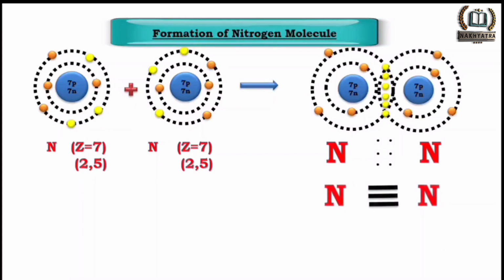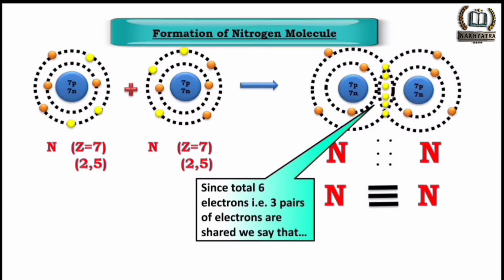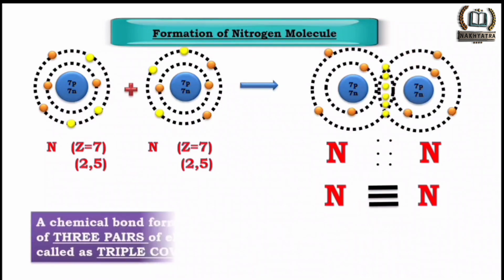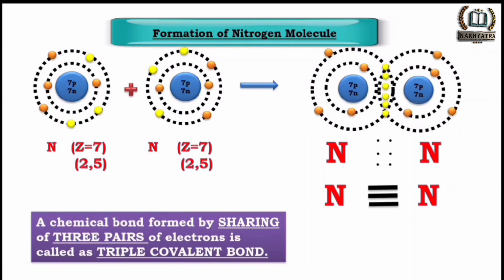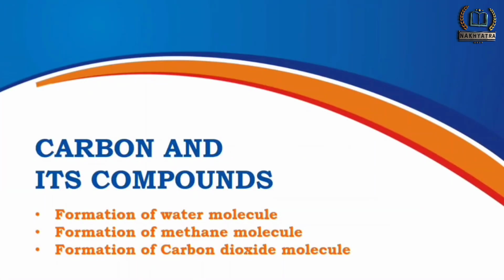Well, here also, in this case, there are a total of 6 electrons, that is 3 pairs of electrons shared. Can you see here? 6 electrons are shared, or 3 pairs of electrons are shared. So we can say that a chemical bond formed by sharing of 3 pairs of electrons is called a triple covalent bond.